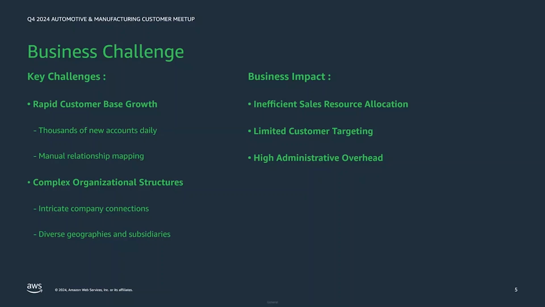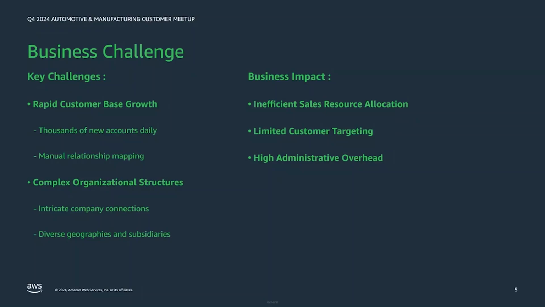Some of these accounts might have a parent and then an ultimate parent, or a parent who has another parent, and then ultimately they roll up to a big corporation. And these are all diverse geographies and subsidiaries. So when we have a database of a million or more accounts, with new accounts flowing in daily, if they are not mapped to the correct parent or the correct ultimate parent, it results in inefficient sales resource allocation.